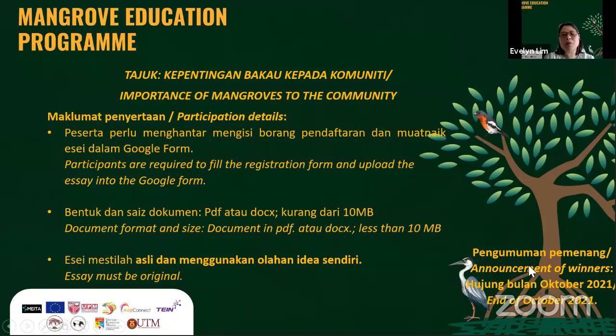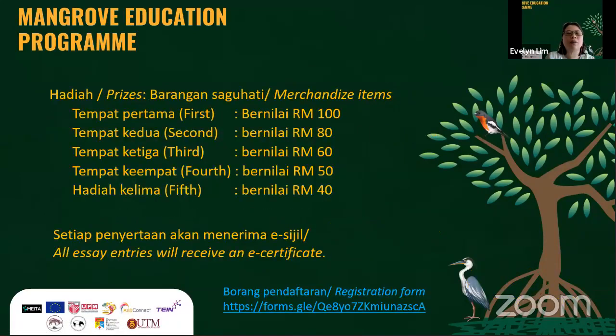Okay, so we will be announcing the winners at the end of October. So at the end of October, you would know whether you have won or not. The prizes will be in terms of barangan sagu hati or merchandise items worth the value as stated here, first, second, third, fourth, and fifth. And all entries, whether you win or not, are appreciated and have their value, and everyone will receive an e-certificate as long as you fit into the terms and conditions that we have stated just now.